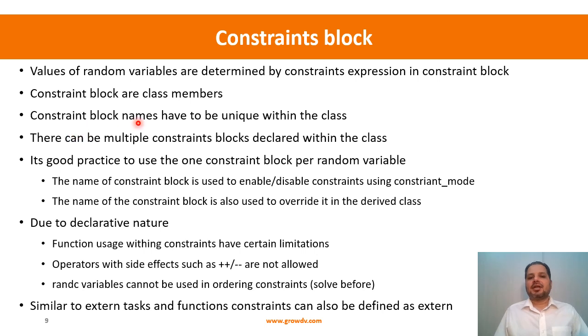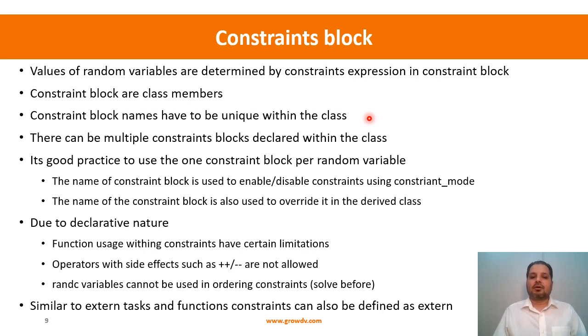Constraint block names have to be unique within the class. You can actually use the same name when you extend a particular class, but within a class all your constraint block names have to be unique. And there can be multiple constraint blocks declared within the class. Remember we had address alignment and the delay constraint when we were looking at the APB transaction. So we can have multiple constraint blocks within a class, and of course they have to have unique names. You can actually have multiple constraint blocks on the same variable as well. Nothing prevents you from doing it.